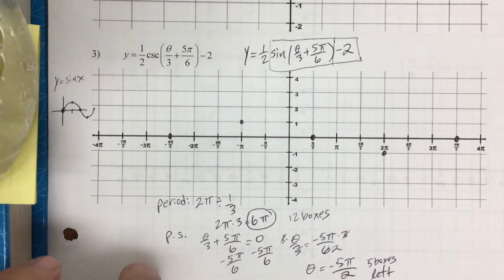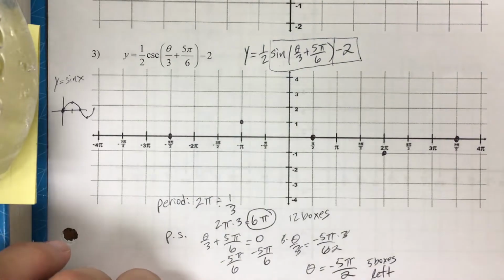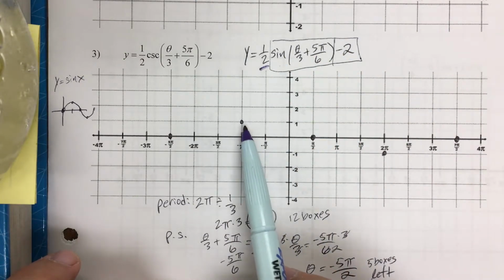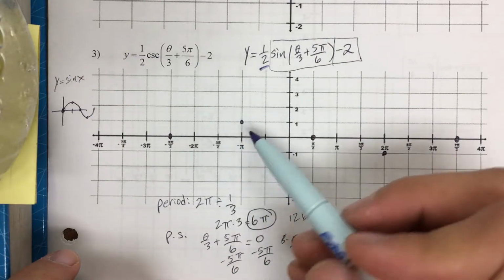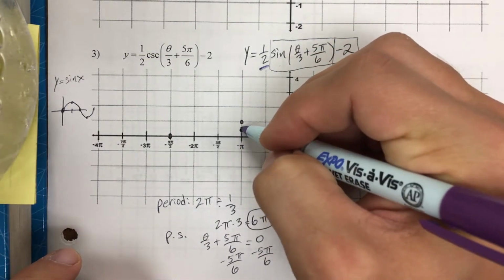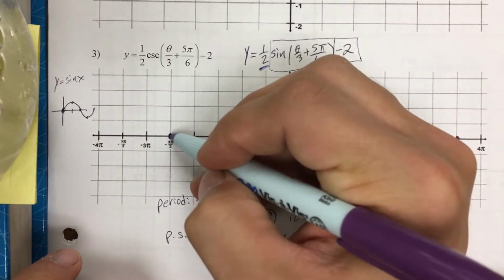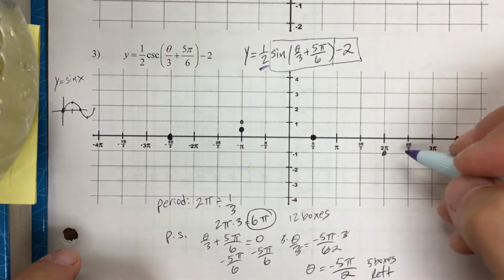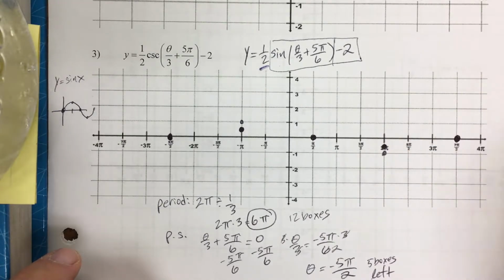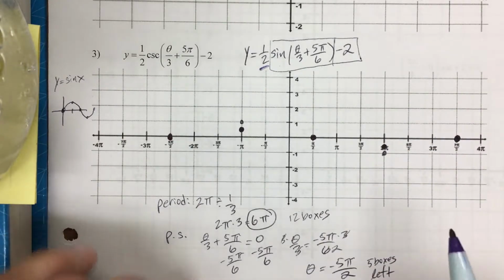Now we're going to take into account this 1/2 that's in front. What that's going to do is take all of my y values and cut them in half. This has a y value of 1, so I cut that in half, and it becomes a y value of 1/2. This one doesn't change. This doesn't change. This changes to negative 1/2, brings it right there, and this one doesn't change. Now we've graphed all that.